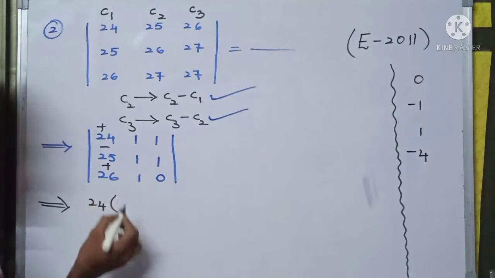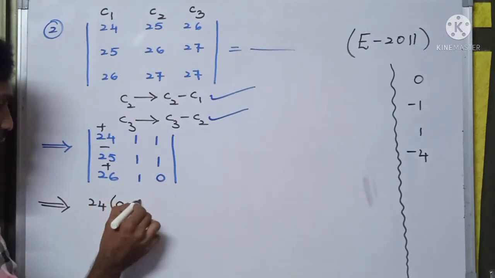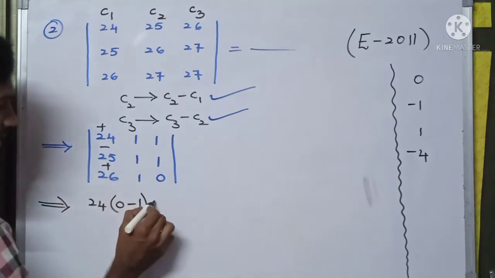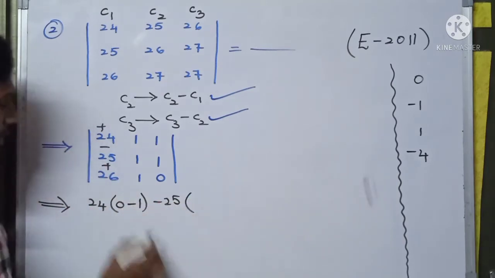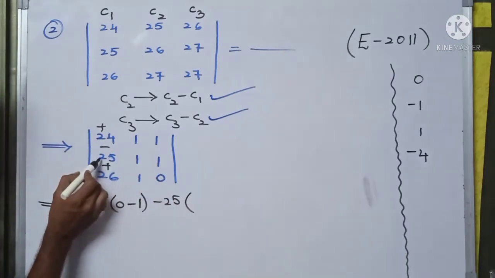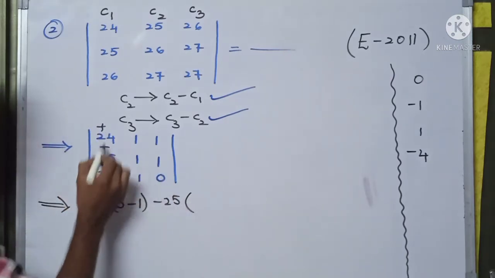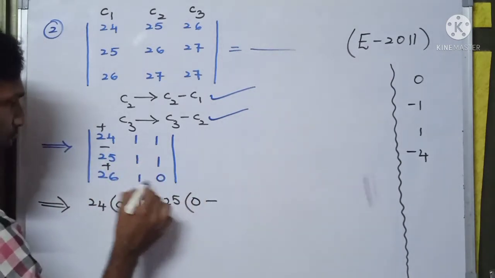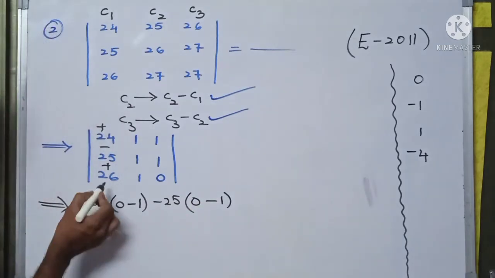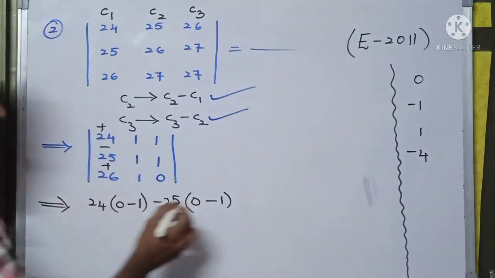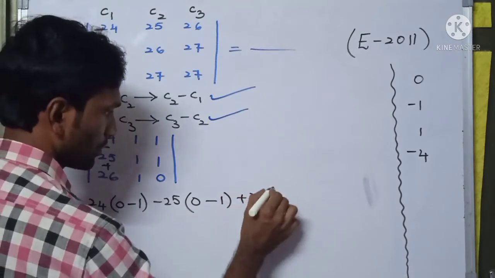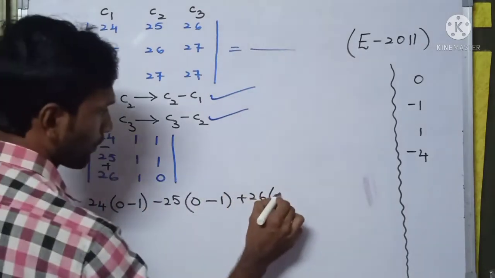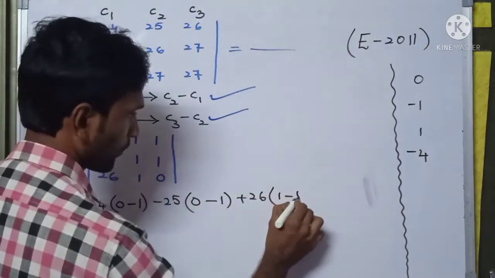That means 1 into 0, 0, minus 1 into 1, 1. Next, come to the element 25, where sign is minus. Minus 25 into, delete the row and column of this element 25. 1 into 0, 0, minus 1 into 1, 1. Okay. Next, come to the last element. It is plus 26 into, delete the row and column of this element 26. 1 into 1, 1, minus 1 into 1, 1.